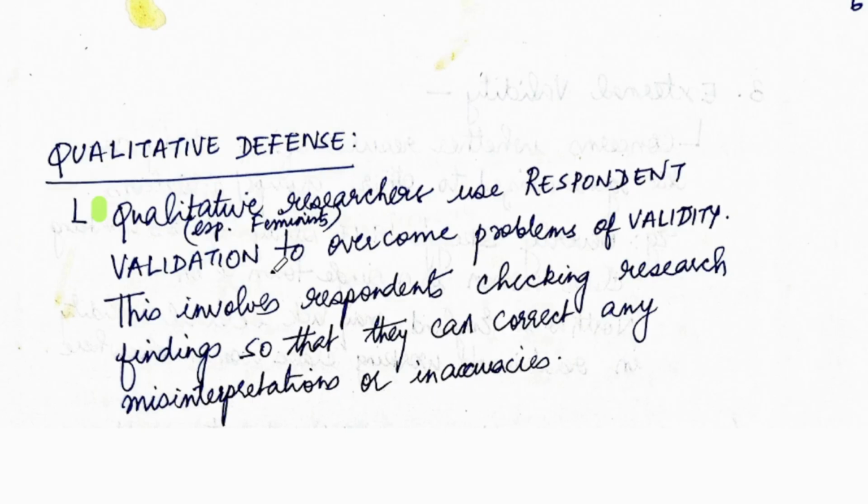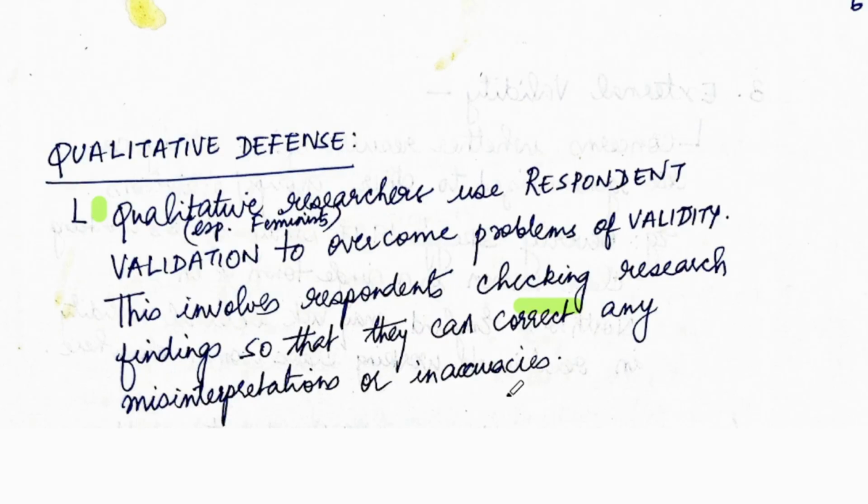Now, what is respondent validation? This is also called member checking. After analyzing the interviews and the field notes, the researcher goes back to the participants and asks, does this represent you correctly? Do the findings represent the participants correctly? So now the respondents check the research findings so that they can correct any misinterpretations or inaccuracies.